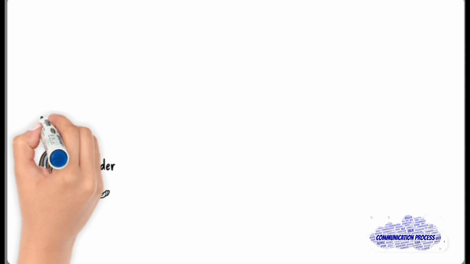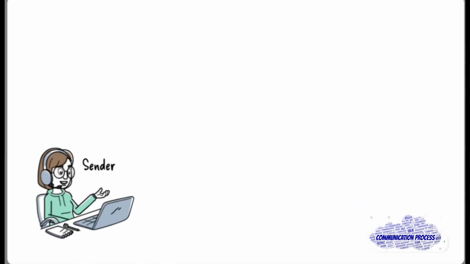Sender is the person who creates and starts the message. For example, Mrs. Garcia is the sender. She wants to teach her class about economics. Encoding is the process of turning ideas into a message. Mrs. Garcia prepares her lesson and explains it using words and visuals.